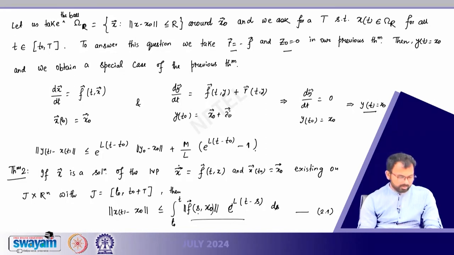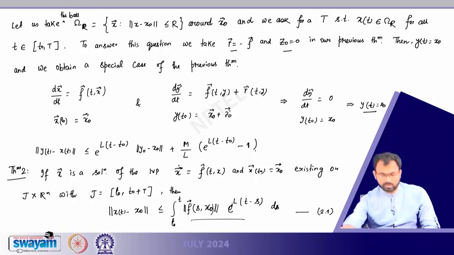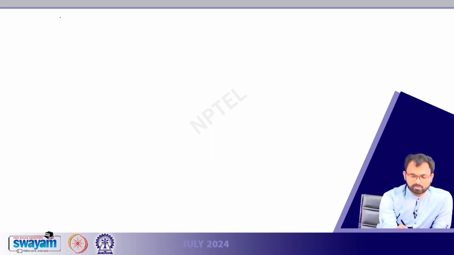Because from here we can write this inequality as: norm of x0 plus this integral is less than or equal to x(t), which is less than or equal to norm of x0 plus this integral. So, basically what I am saying is that if you have the norm of x(t) minus x0 less than or equal to some constant c.